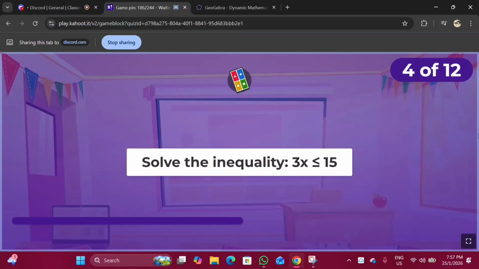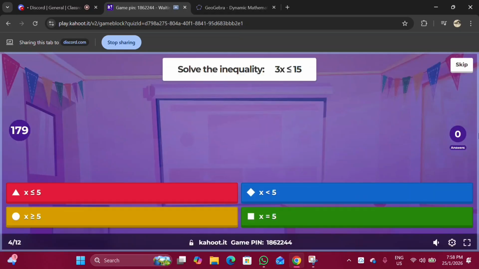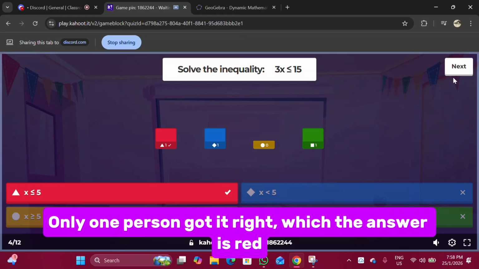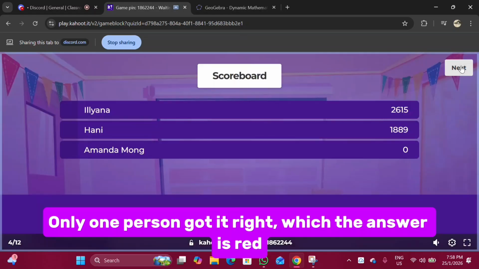Solve the inequality 3x less than or equal to 15. So the red one will be x less than or equal to 5. The yellow one is x greater than or equal to 5. The blue one is x less than 5. And the green one is x equal to 5. Only one person got it right, and the answer is red.